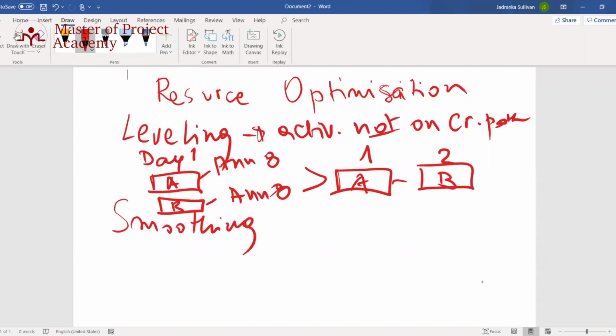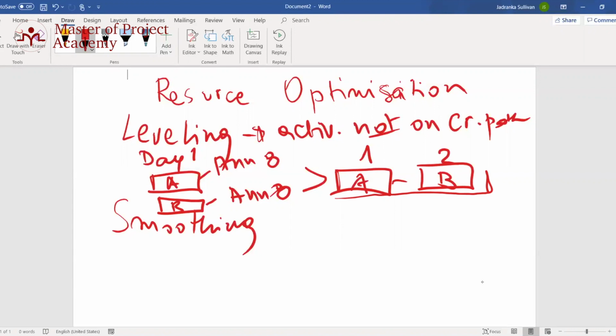For example, we want N to do an analysis and then we want N also to write the report, right? N cannot do the analysis and write the report at the same time. So she will need to do the analysis and then the second day she will write the report, right? And that is leveling. But leveling is only when the activities are not on the critical path, when we have the luxury of stretching our resources, when we are not tied to a certain deadline.